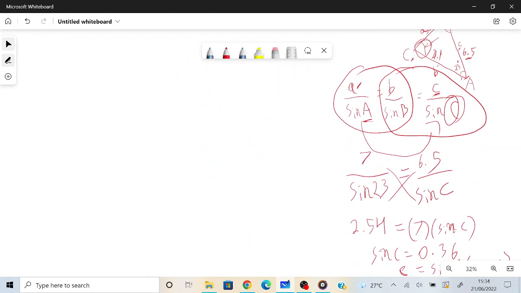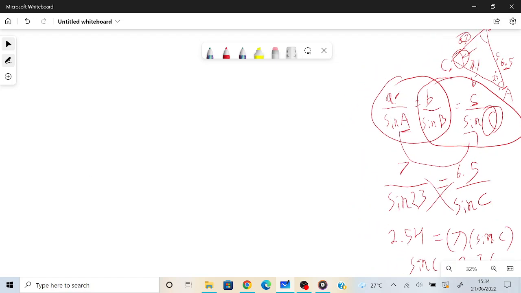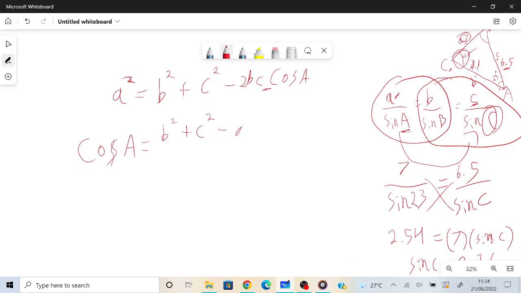This brings that we also have 2 more formulas to note. One of them is a squared equals b squared plus c squared minus 2bc cos A. Note that the 2bc and the cos A are being multiplied together. And the other formula we have is cos A equals b squared plus c squared minus a squared over 2bc.